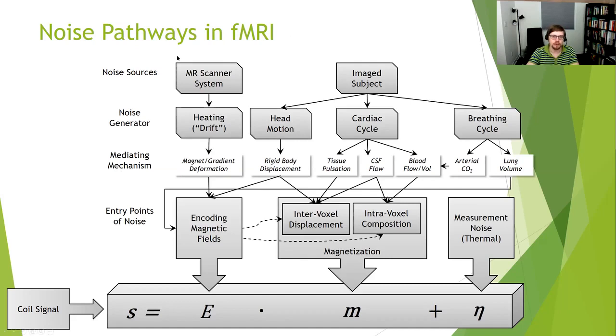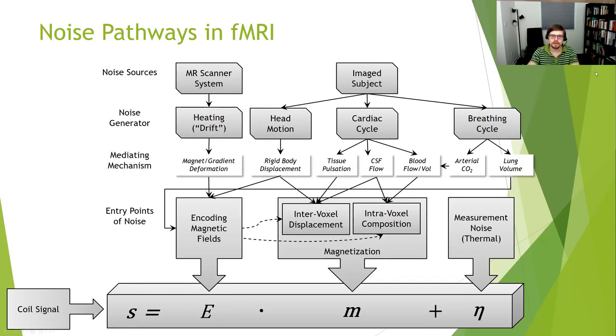Just to give you an example of how to read this slide, you can see how the noise source, the MR scanner, generates noise via heating. For example, you have a high duty cycle in fMRI, your system heats up, the magnet is deformed, it expands, and the gradients get softer. And all of this leads to changes in the magnetic fields and ultimately in your image time series.